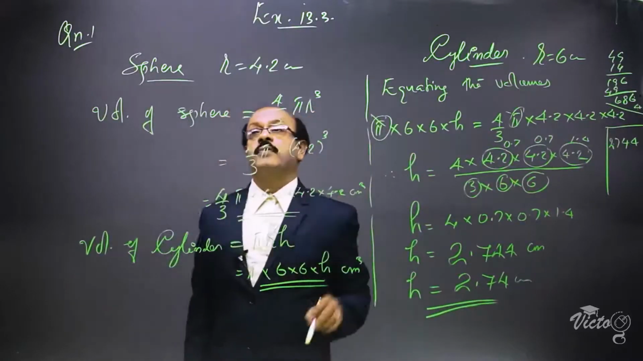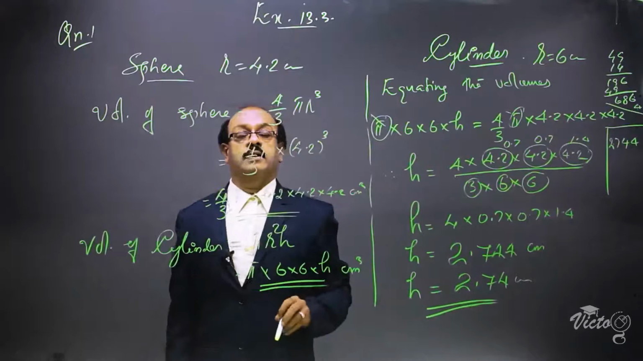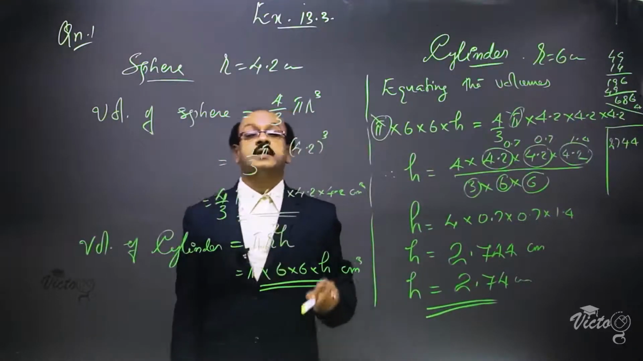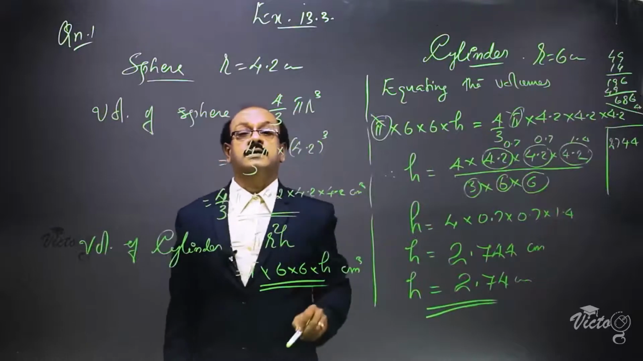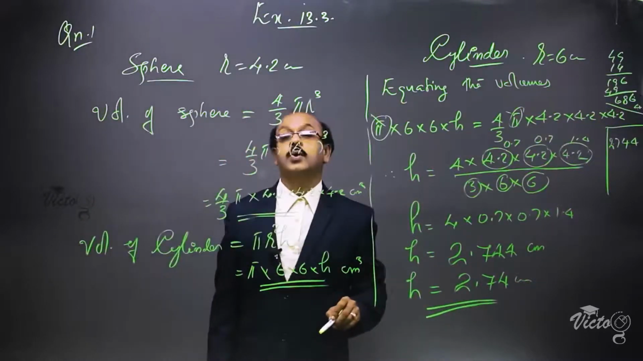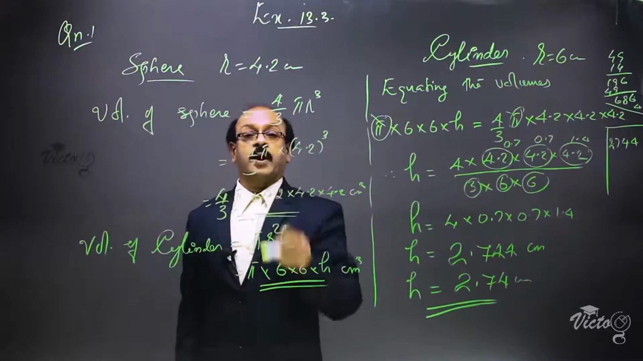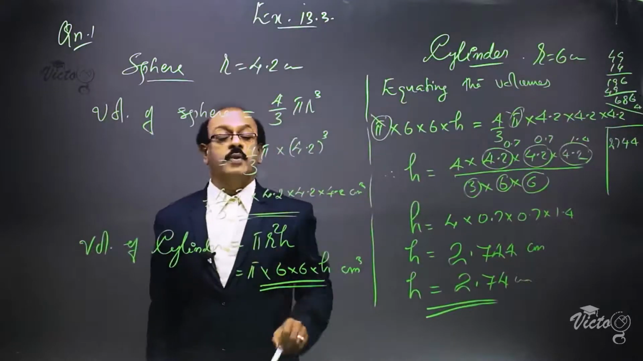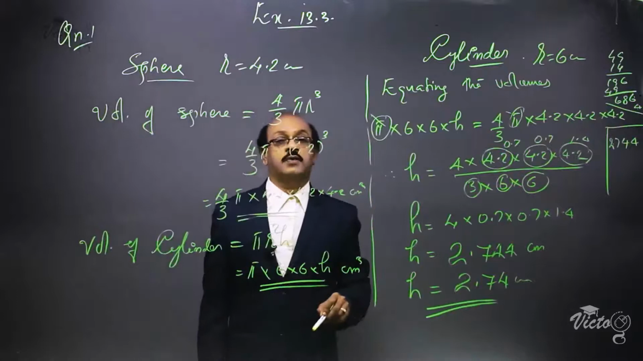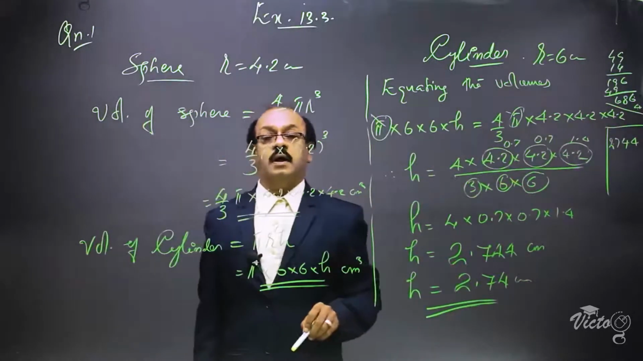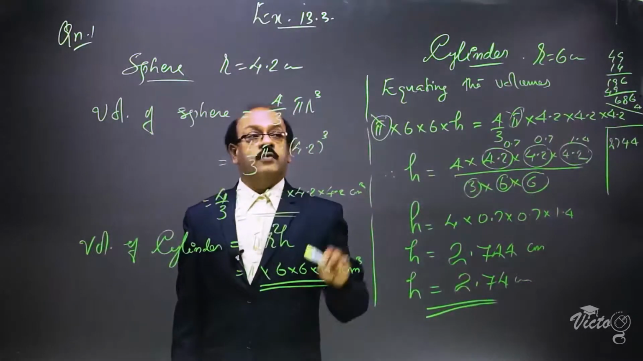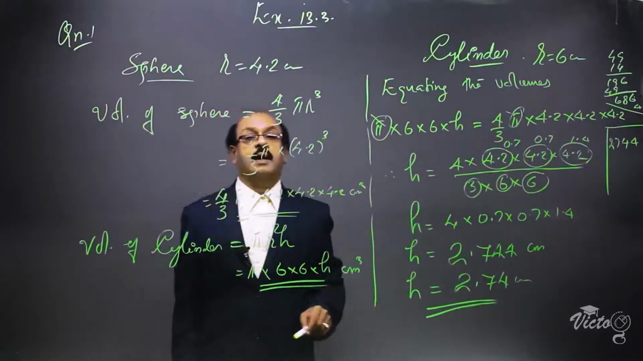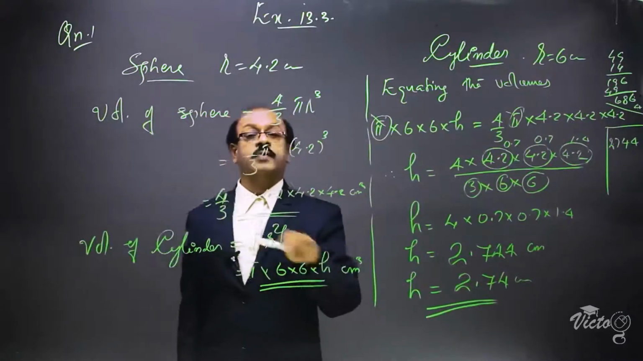Here, first of all, we are finding the volume of sphere. The formula for finding the volume of sphere is 4 by 3 pi r cube. That means 4 by 3 into radius, it is given to be 4.2. So it becomes 4 by 3 pi into 4.2 into 4.2 into 4.2. Now, volume of cylinder is pi r square h. The formula for finding the volume of cylinder is pi r square h. We are given the radius, that means r is equal to 6 centimeter, and we have to find out the value of the height h.